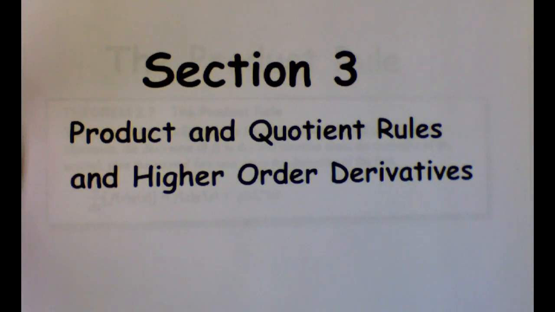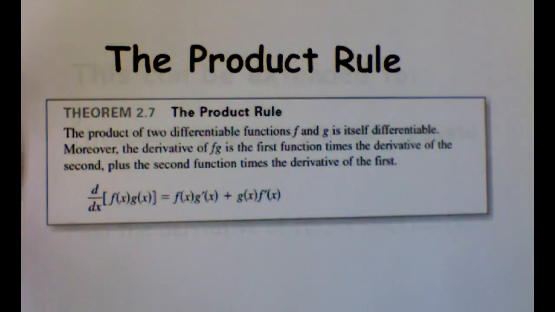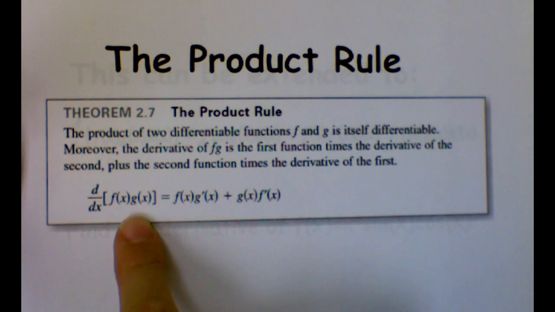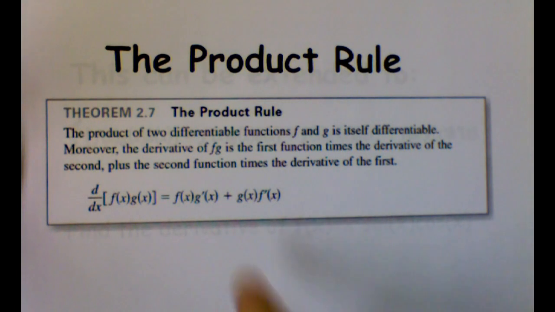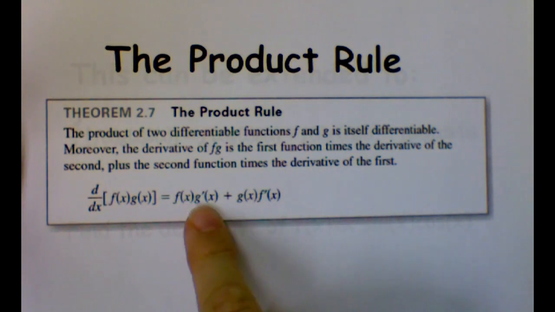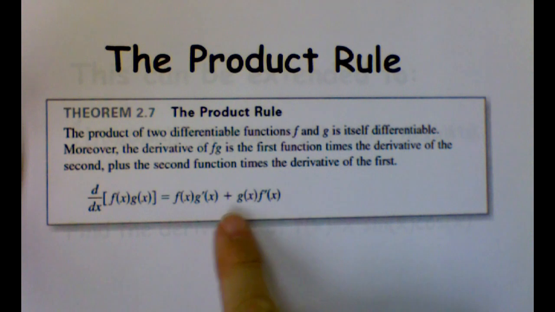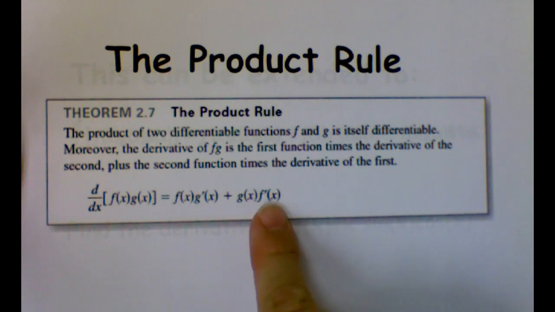All right, this is Chapter 2, Section 3, Part 1, Product and Quotient Rules and Higher Order Derivatives. So we're going to start off with the product rule. The product rule: if I'm multiplying two differentiable functions together, to get the derivative I take the first function times the derivative of the second, plus the second function times the derivative of the first. So let's see that in action.